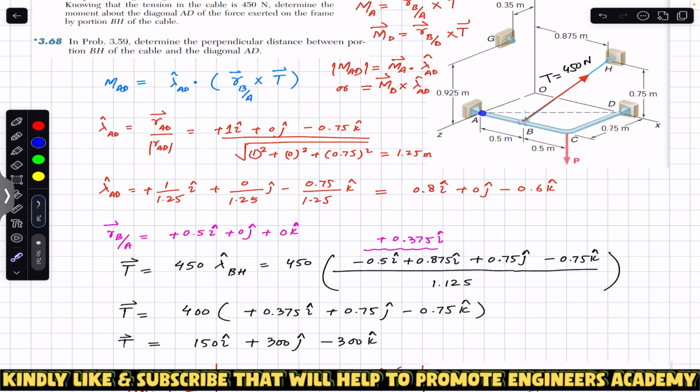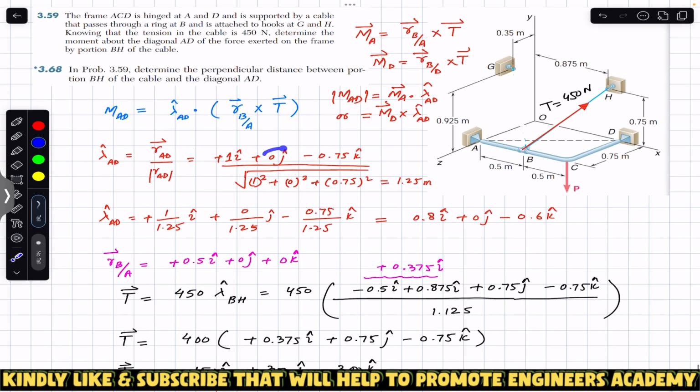So from A, we need to travel 0.75 meters in the negative Z. This is the positive Z, we are moving in the opposite direction. So 0.75 in the negative Z means 0.75 in the negative K. So we will reach the origin, and from the origin we need to travel 0.5 plus 0.5, which is 1 meter in the positive X. So 1 meter in the positive I. And since we have reached point D without traveling in the Y direction, the J component is 0. So this is the position vector from A to D.